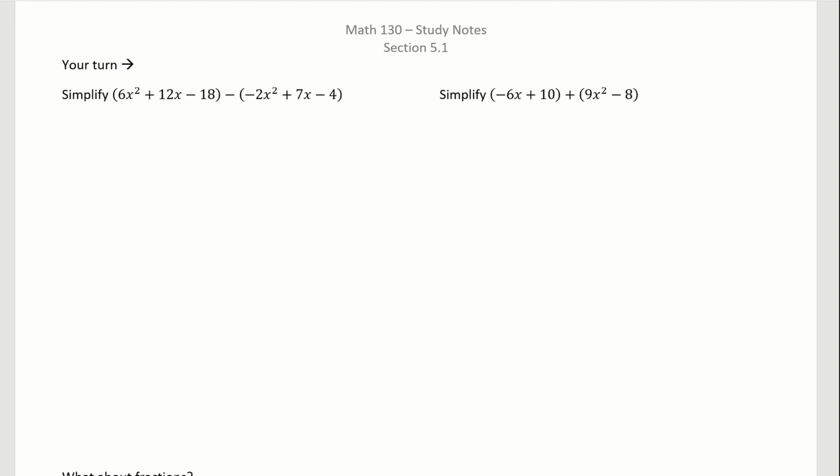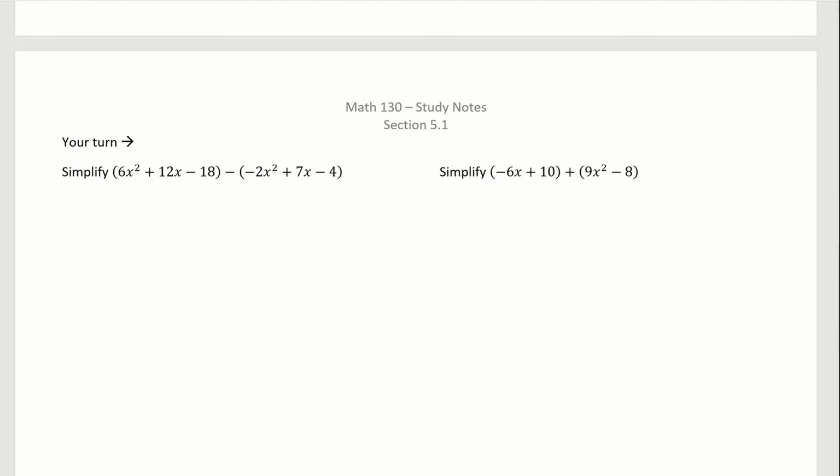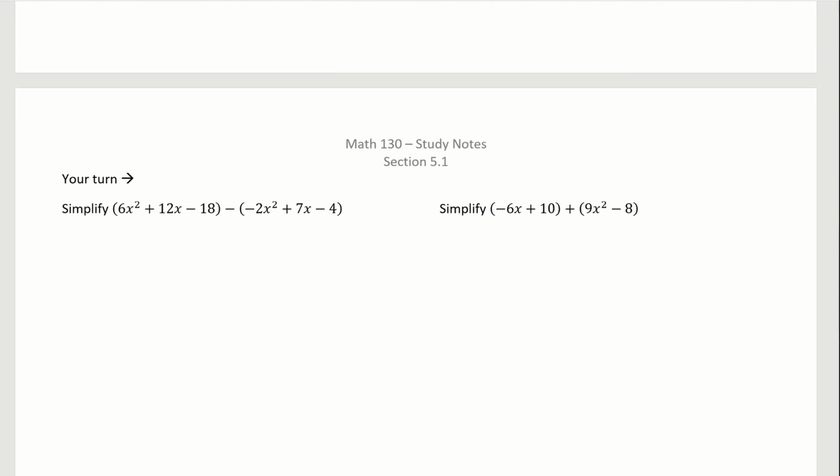Okay, now I'm going to show you how to do these. If I'm in a hurry, I just simply do the same thing. Okay, so this is us working on it. I'm going to do the same thing. Since it's subtract, I change the signs. 2x squared minus 7x plus 4.